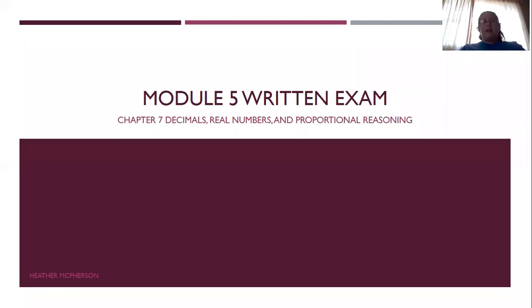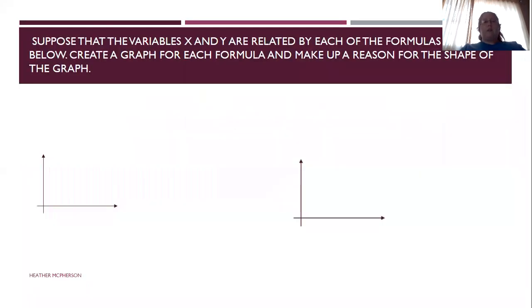Hey everyone, today I want to go over Module 5, which is going over Chapter 7 using decimals, real numbers, and proportional reasoning. So first we're going to look at this question. Suppose that the variables x and y are related by each of the formulas shown below. Create a graph for each formula and make a reason for the graph.